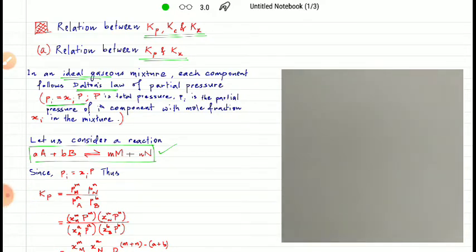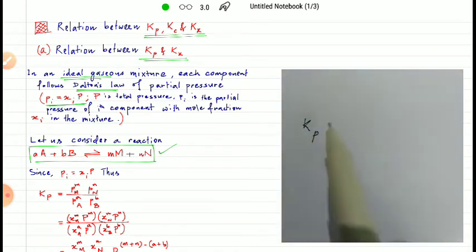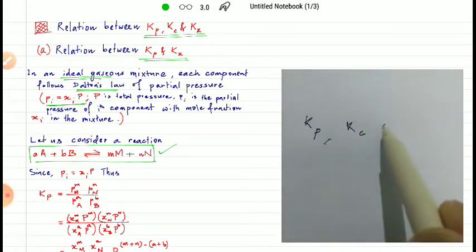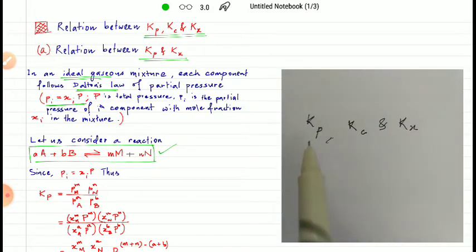Today we're going to discuss the relation between the equilibrium constants of different conditions. Okay, so the first one is what? Kp. So we have the equilibrium constants for different conditions, which are actually Kp, Kc, and Kx. Okay, so this is actually the equilibrium constant if we consider the pressure.